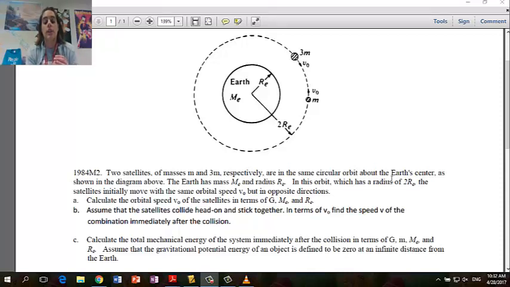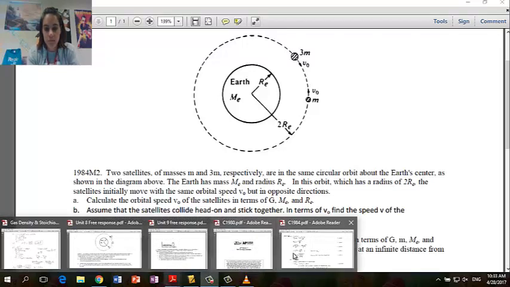Calculate the orbital speed v0 of the satellites, and you have to keep it in terms of the constants given plus the universal gravitational constant. Assume there's a head-on collision and they stick together, so we're going to find their new speed. And then calculate the total mechanical energy of the system immediately after the collision, and assume that the gravitational potential energy of an object is defined to be 0 at an infinite distance from Earth. So that's holding up what we already know. Okay, let's take a look at this rubric then.